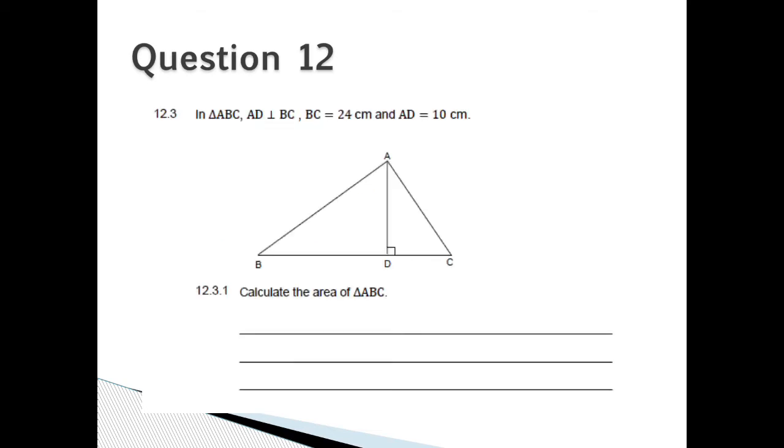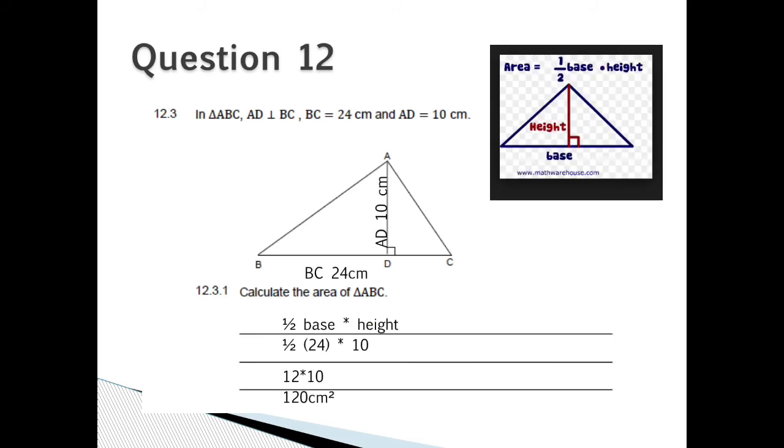Question 12.3. In triangle ABC, AD is perpendicular to BC. BC is equal to 24 centimeters and AD is equal to 10 centimeters. Calculate the area of triangle ABC for 12.3.1. When we're calculating area, it's always equal to half base times height. Here we can see that half of the base, 24 centimeters, times the height, which is 10 centimeters. Therefore, it is 12 times 10, which is equal to 120 centimeters squared.